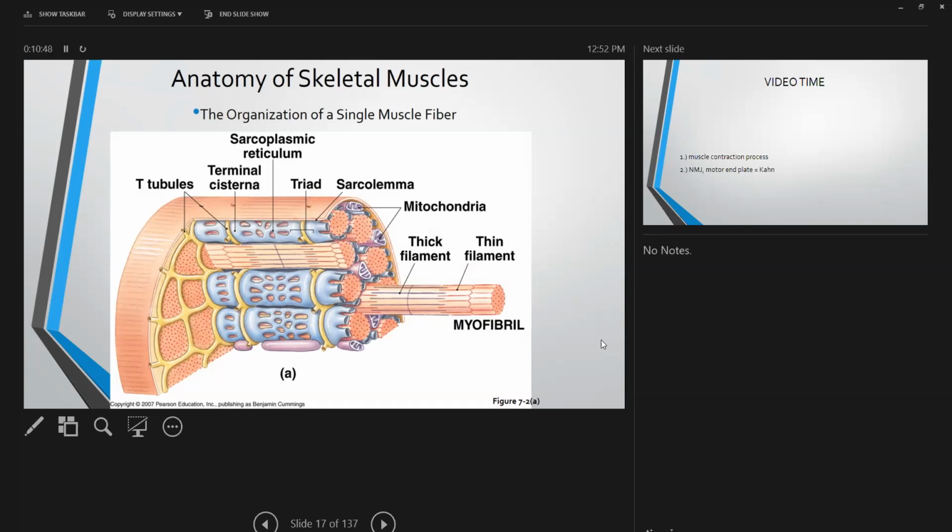Here, the anatomy of skeletal muscles, and this is an organization of a single muscle fiber. Now we've gone all the way down to that single muscle fiber. What you can see is these two tubules here, the terminal cisterna, the sarcolemma, the mitochondria, which is going to be thick in mitochondria because it's got to produce a lot of ATP, and then your thin and thick filaments contained within the myofibril itself.